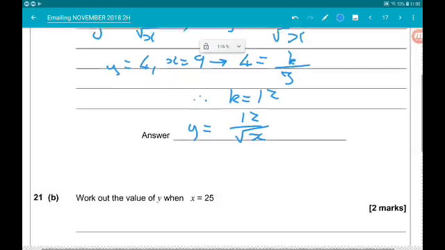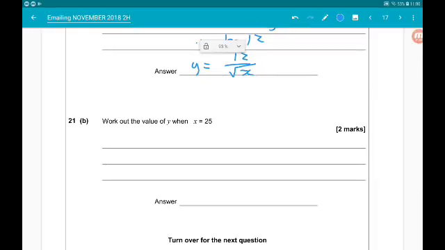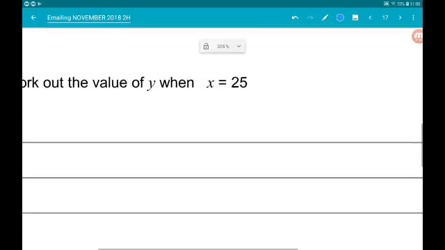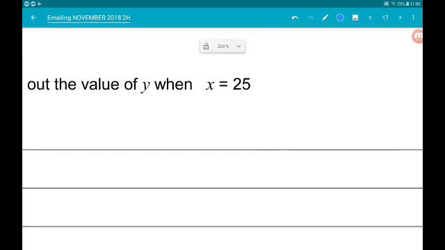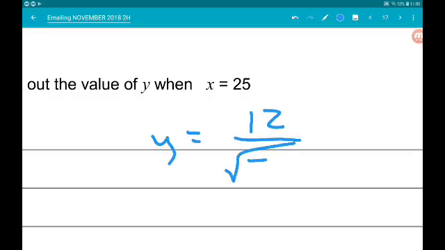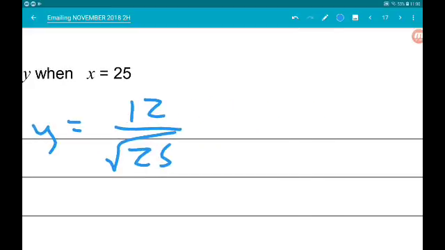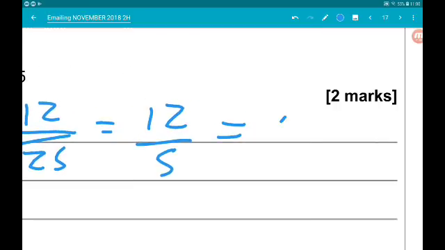Cool. Okay, part B, 2 marks. Work out the value of y when x is 25. So we're going to get y is 12 over root 25, which is 12 over 5, which is 2.4. Boom.